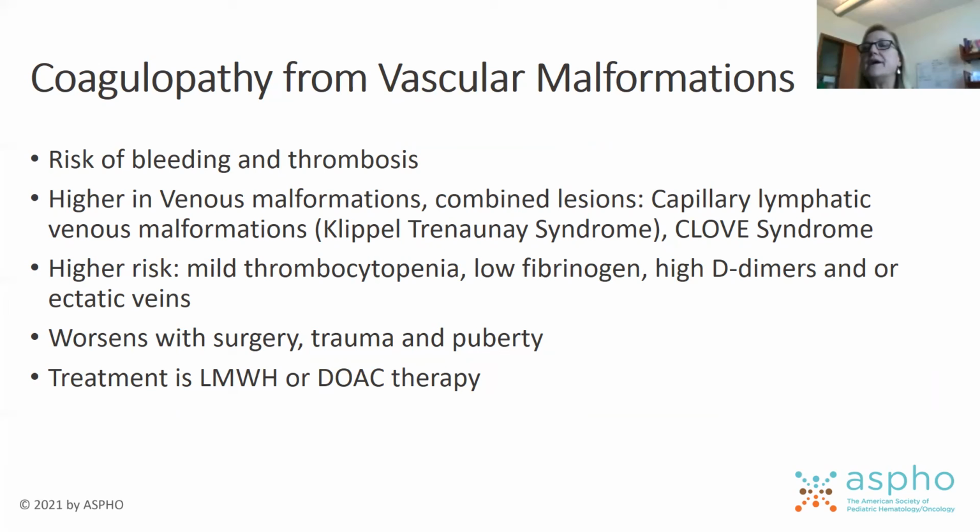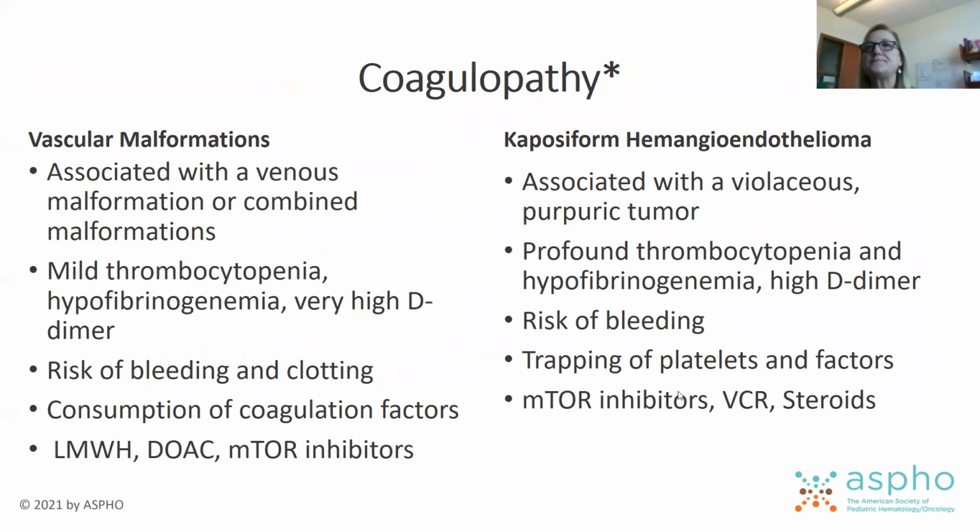So we know there are higher risk diagnoses. Those include the venous malformations, some of the combined lesions like the capillary lymphatic venous malformations, a syndrome called Klippel-Trenaunay. We know that patients that have CLOVES syndrome have high risk of big, large ectatic veins, and they're prone to thrombosis. We know that when you do baseline labs, if someone has a mild thrombocytopenia, or a low fibrinogen and high D-dimers or ectatic veins, those are the patients who are at higher risk. We also know that this coagulopathy worsens with surgery, trauma, and puberty.